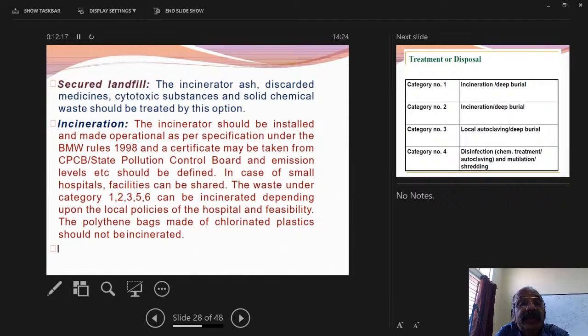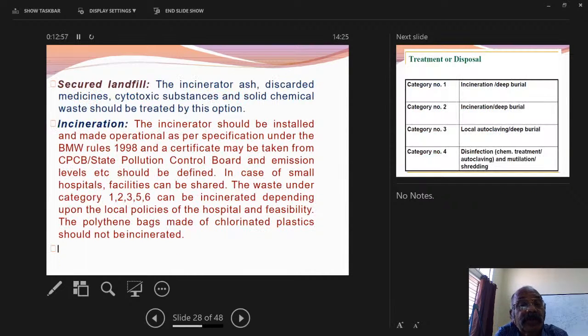And incineration: the incinerator should be installed and made operational as per the specifications under BMW Rules 1998, and a certificate may be taken from CPCB. Emission levels, etc., should be defined. In case of small hospitals, facilities can be shared. The waste under category 1, 2, 3, 5, 6 can be incinerated depending upon the local policies of the hospital and feasibility. The polythene bags made of chlorinated plastic should not be incinerated.